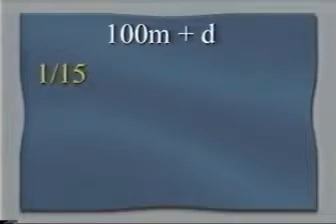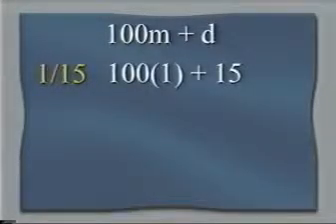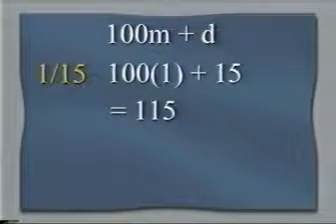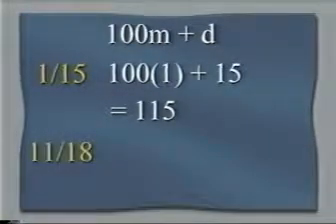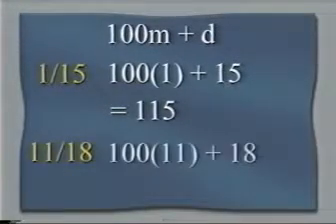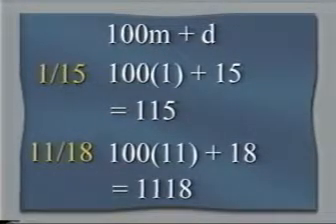A few more examples. If m was 1 and d was 15, that is, the person was born on January 15th, the answer, 100m plus d, would be 115, since 1 times 100 is 100, and 15 added to 100 is 115, and 115 is January 15th. If the person was born on November 18th, you might know someone who was born on that particular day, m would be 11, and d is 18. Well, 100m plus d would be 11 times 100, which is 1,100, plus 18, 1,118, which is November 18th.